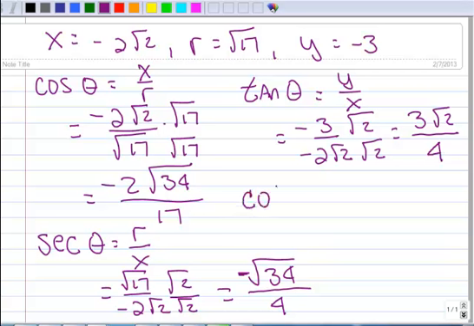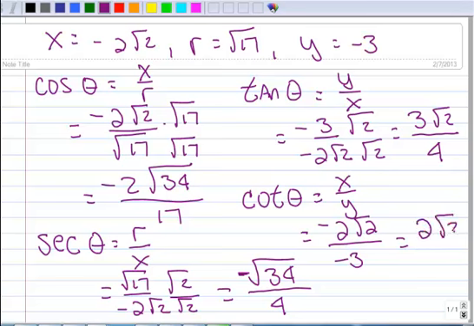And now let's do cotangent. And cotangent is x over y. So my x is negative 2 times the square root of 2 over negative 3. Negative divided by a negative is a positive. So 2 times the square root of 2 all over 3. Alright, so that's the end of this example.